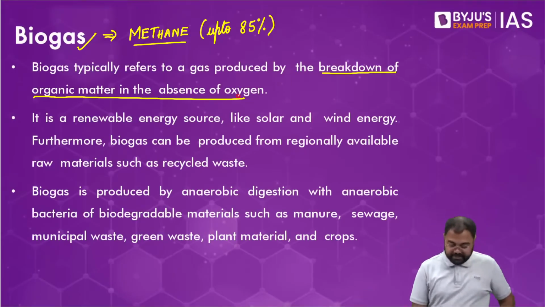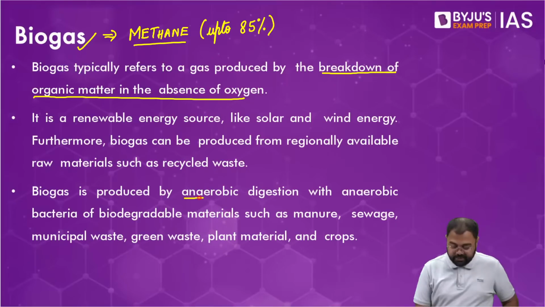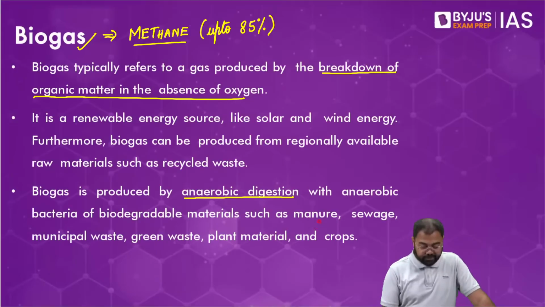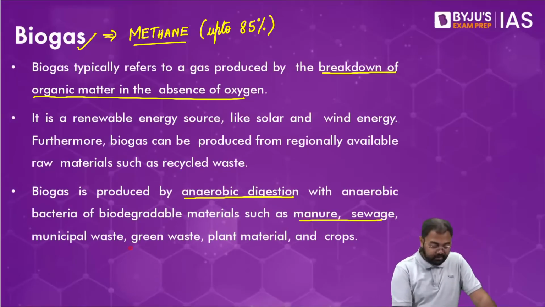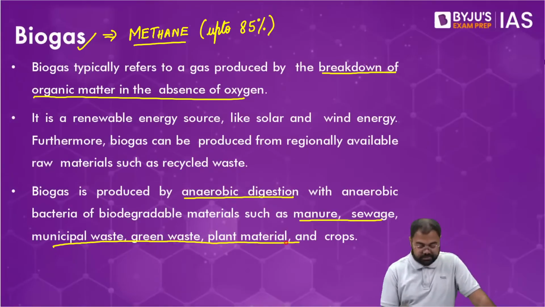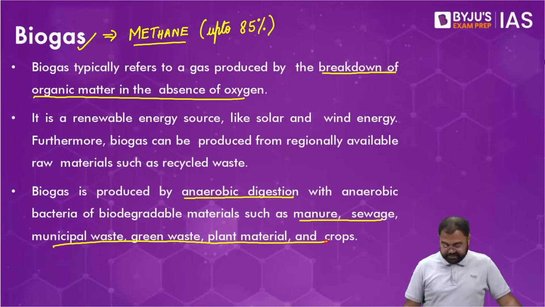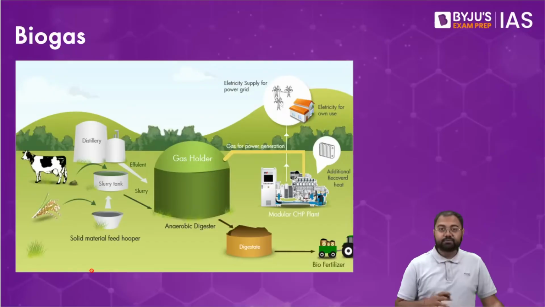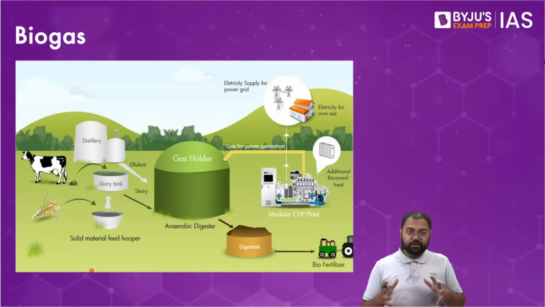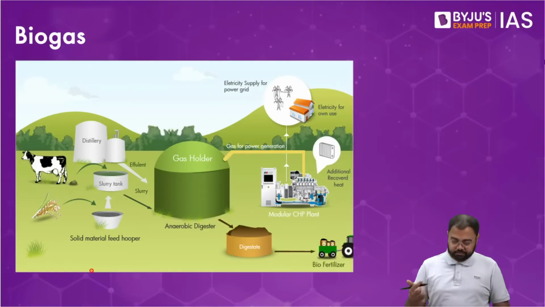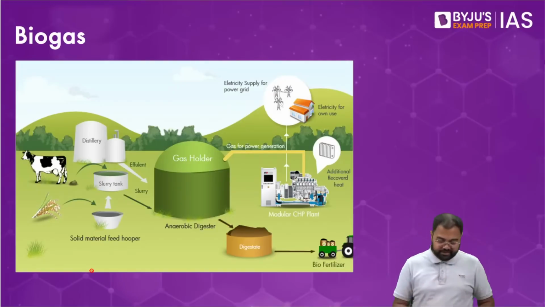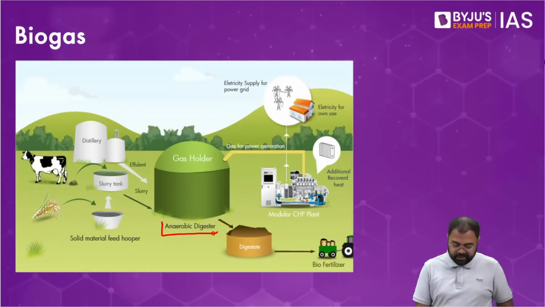So that's why we say that it happens by anaerobic digestion with the help of anaerobic bacteria of biodegradable material such as manure, sewage, all the wastes, etc. So this is basically what biogas is. If you look at this picture, this is how the formation happens: we will collect all the organic waste, whether it is plant-based waste or animal-based waste. We'll first pick all this waste, and it will go into an anaerobic digester.